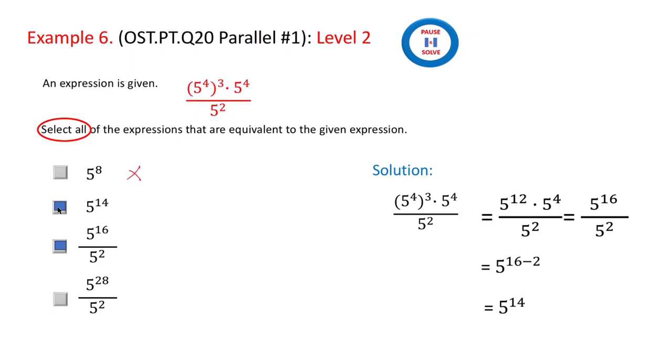This is not good. And this one not good. That one is 5 to the power 26. So we got it. These are the answers.